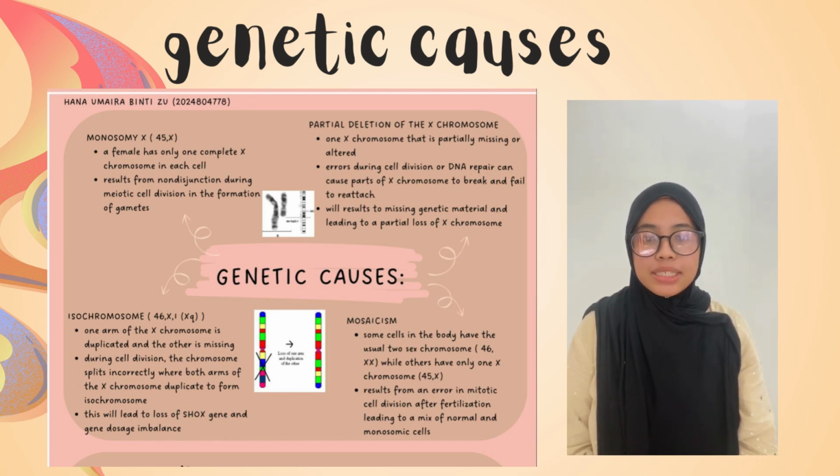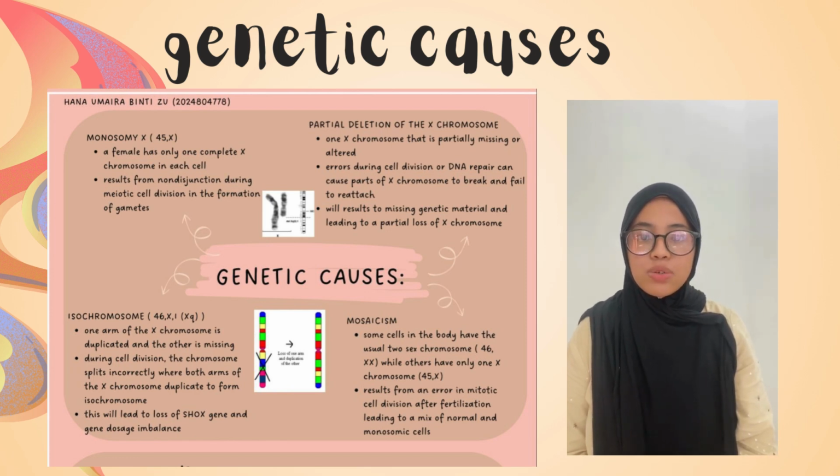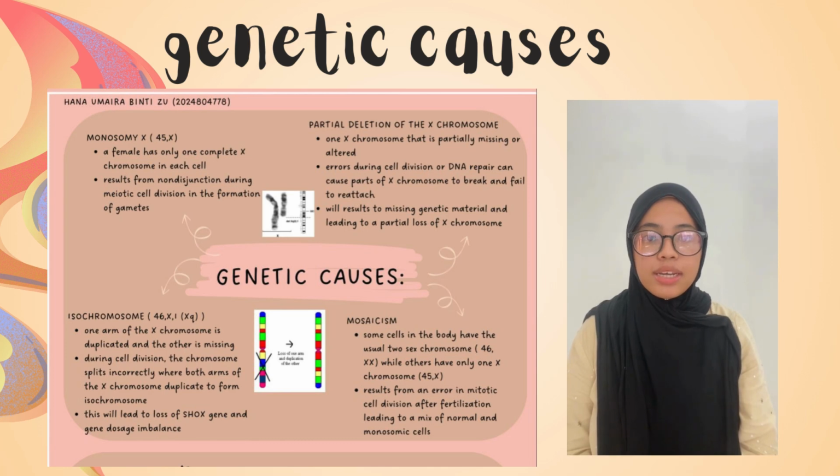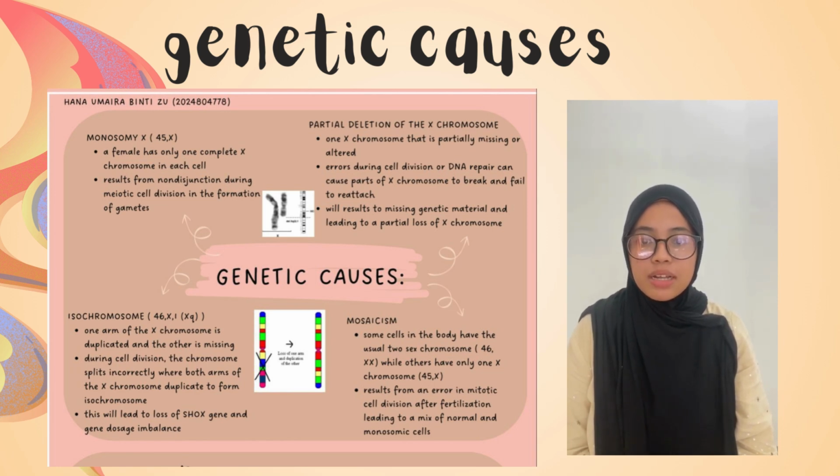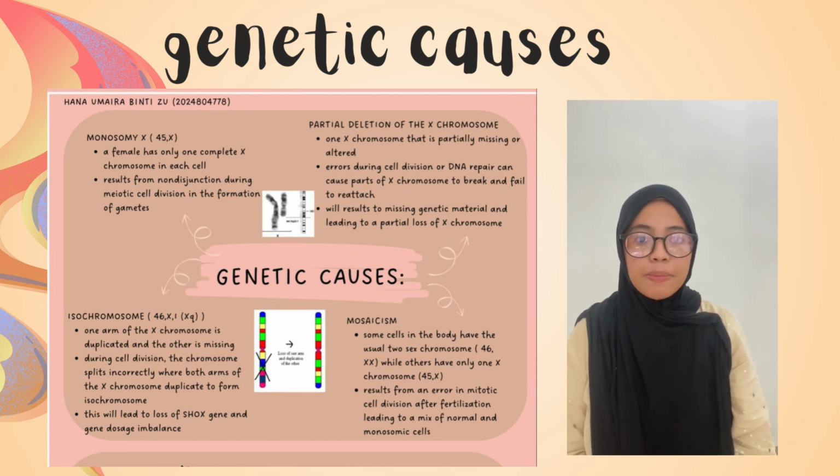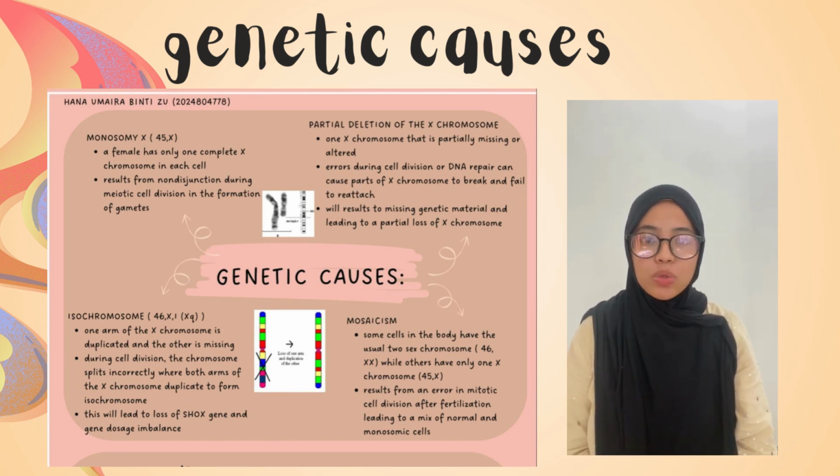Next is partial deletion of the X chromosome. This means that one X chromosome is partially missing or altered. Errors during cell division or DNA repair can cause parts of the X chromosome to break and fail to reattach. This will result in missing genetic material, leading to a partial loss of the X chromosome and contributing to Turner syndrome.